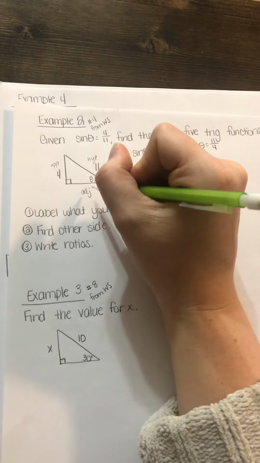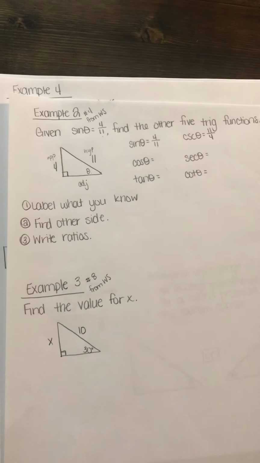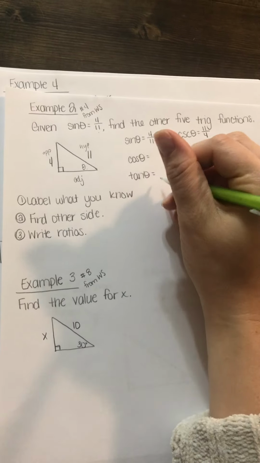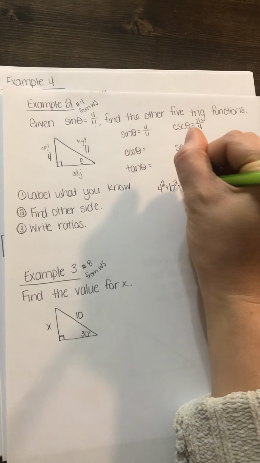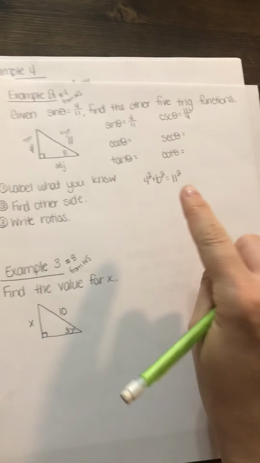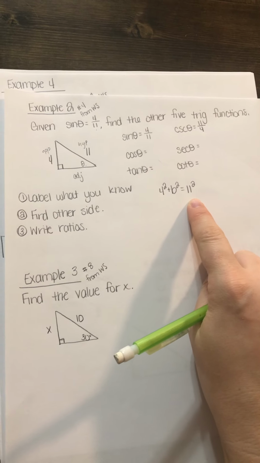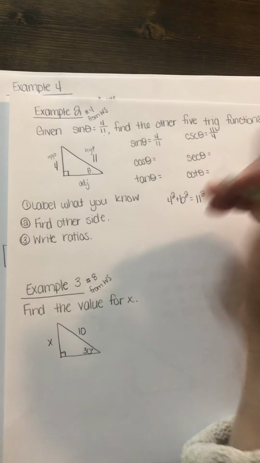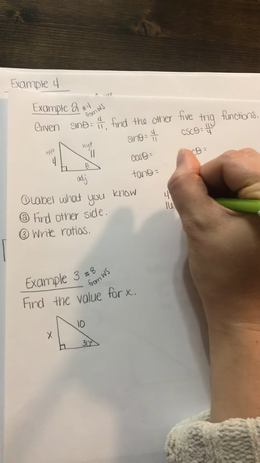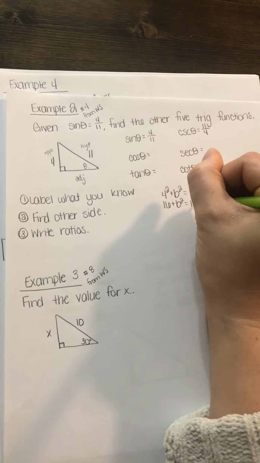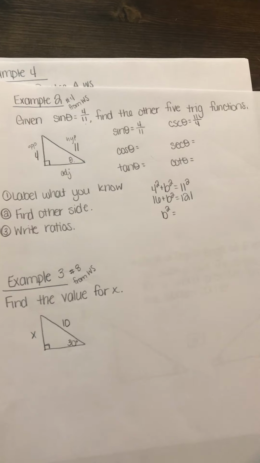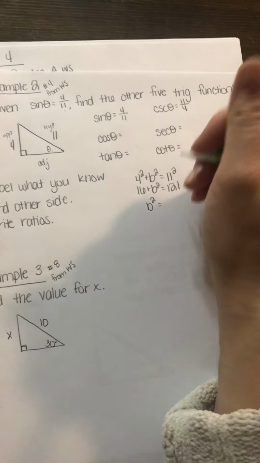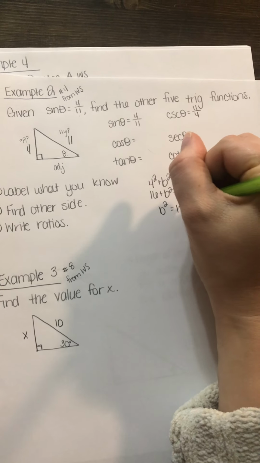And now we just have to find the adjacent side using the Pythagorean theorem, which we know how to do that too. So 4 squared plus b squared equals 11 squared, because remember, c always has to be the hypotenuse. So this gives us 16 plus b squared equals 121. If we subtract 16 from both sides, we get b squared equals 105.